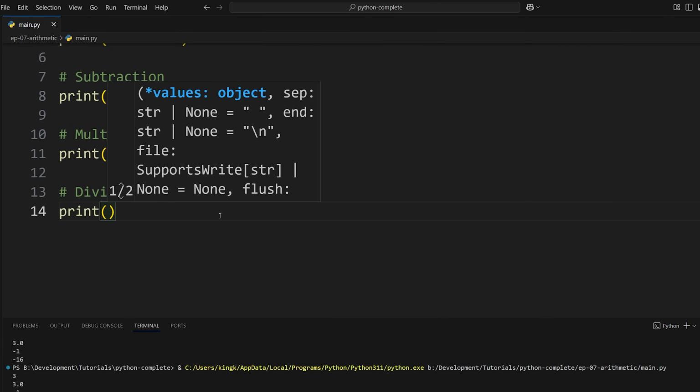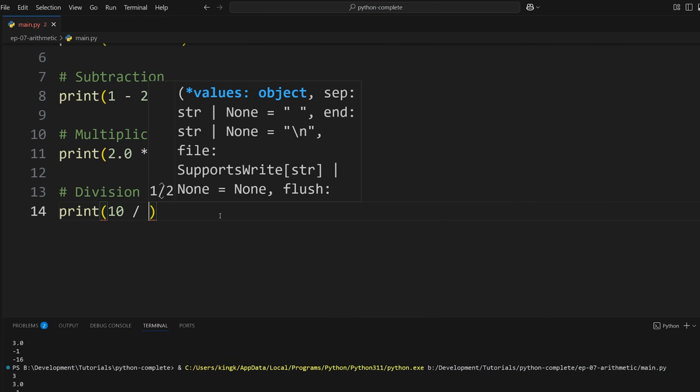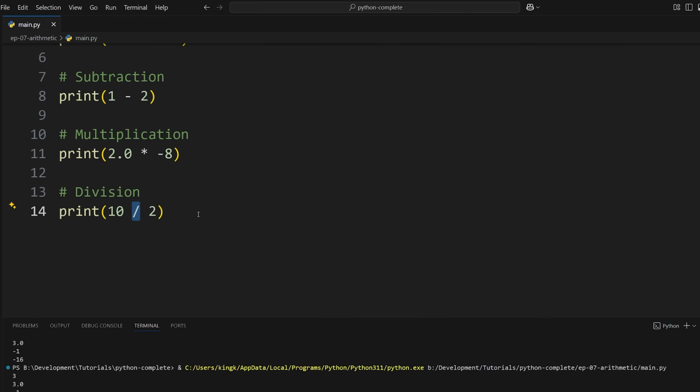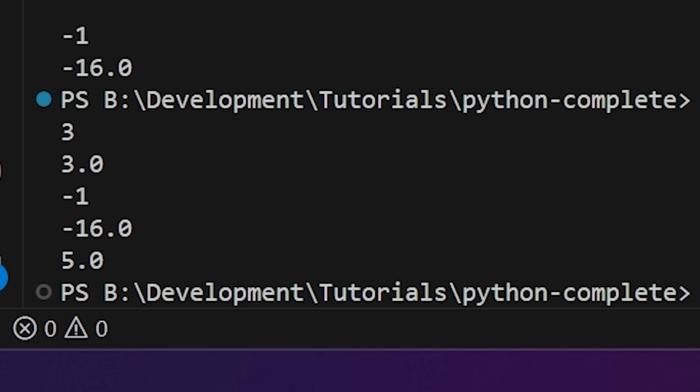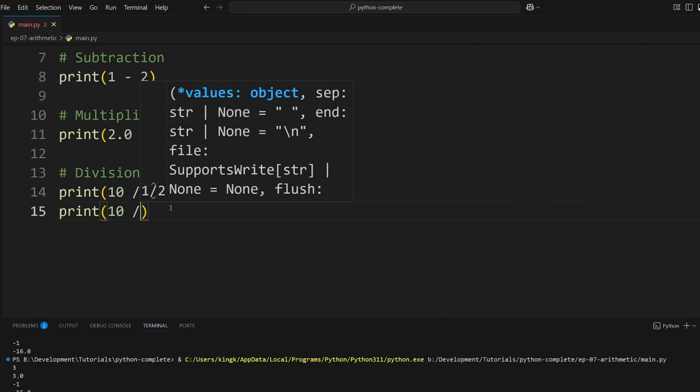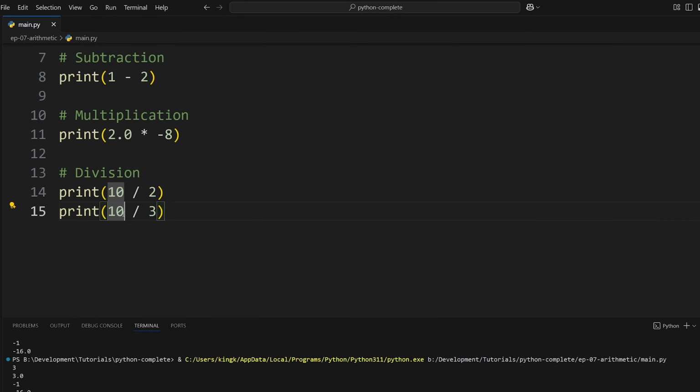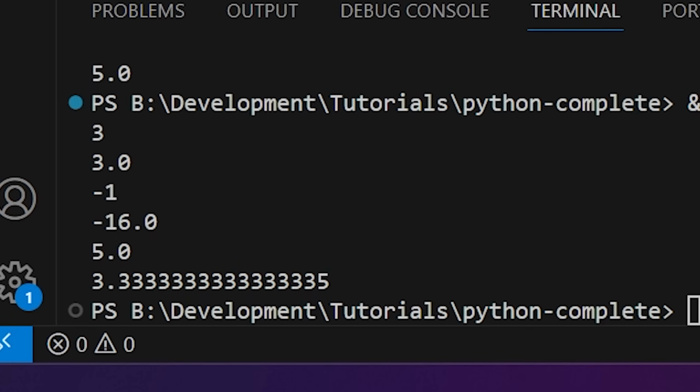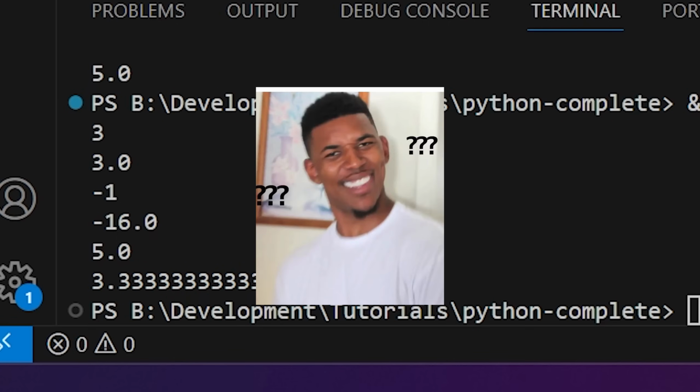So division is done using the slash. So we could do 10 divided by 2. So that's the little slash symbol. Let's run it. There we go, we get 5.0. Let's see what happens when you divide by a number that does not divide evenly into 10. So you can't do 10 divided by 3 and get a whole number. It's a decimal number. Let's run it. There we go, we get 3.3333335. Awesome, great.